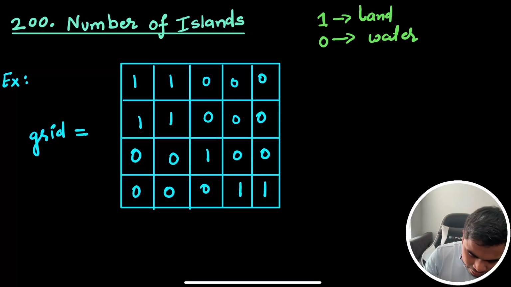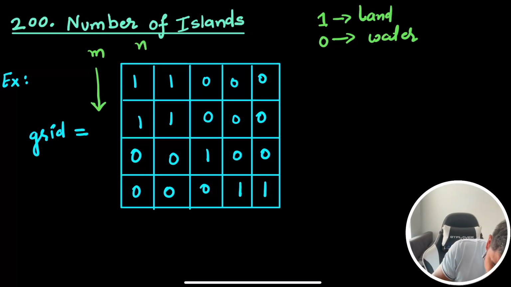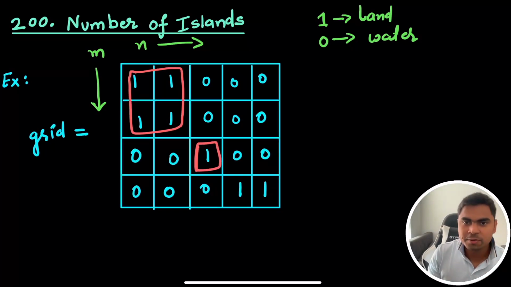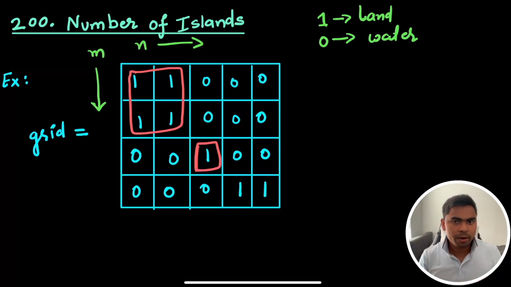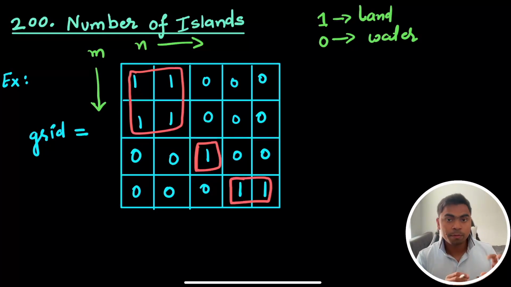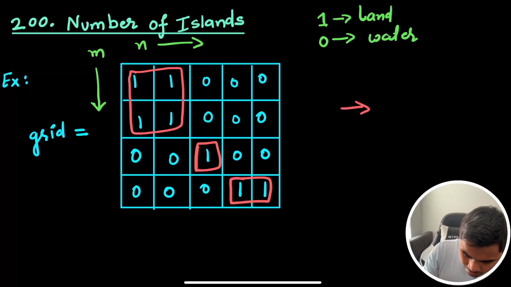As you can see right here, we have m number of rows and n number of columns. Now, how many groups do we actually see? I see this one group right here. Then I see another group right here, which is a single piece of land surrounded by water, also an island, and then this another group of land. So the answer here would be 3.